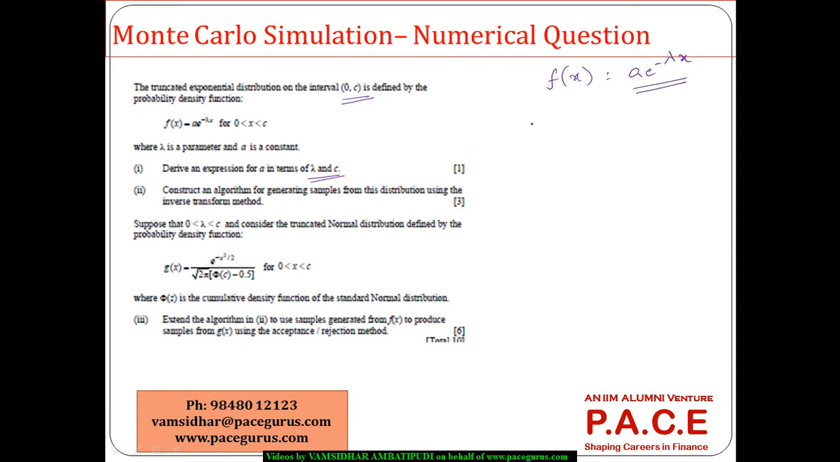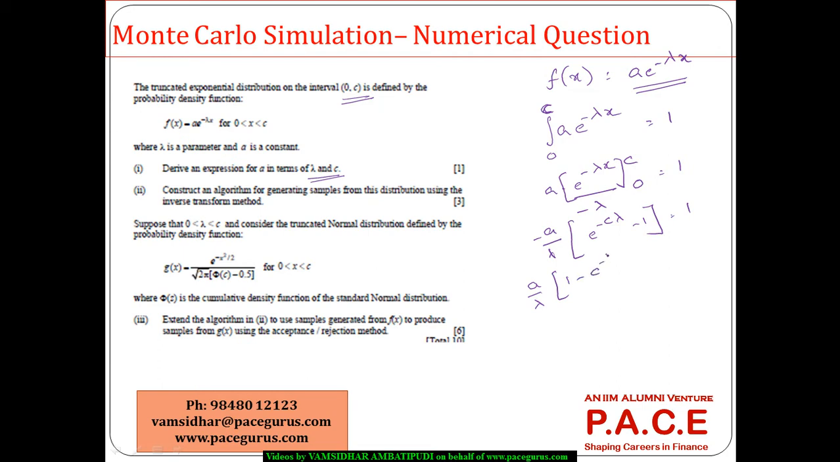Now because this is a probability distribution, integrating the probability density function over this entire range should result in a sum equal to 1. So doing that, a times e power minus lambda x by minus lambda, integrated between c and 0, should be equal to 1. So minus a by lambda times e power minus c lambda minus 1 is equal to 1. So as good as a by lambda times 1 minus e power minus c lambda is equal to 1.